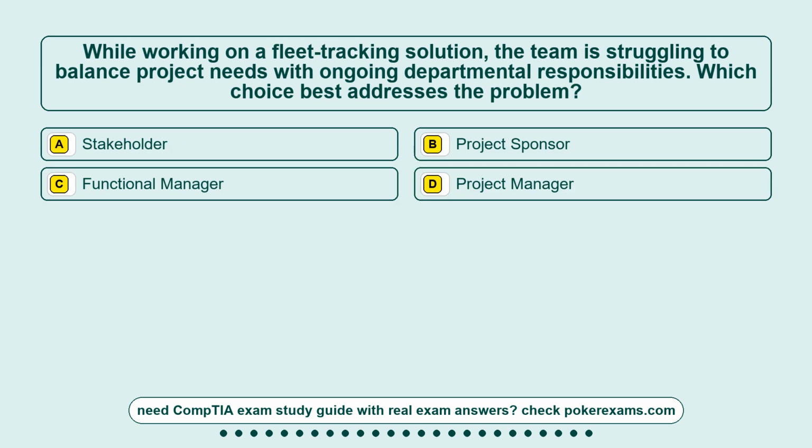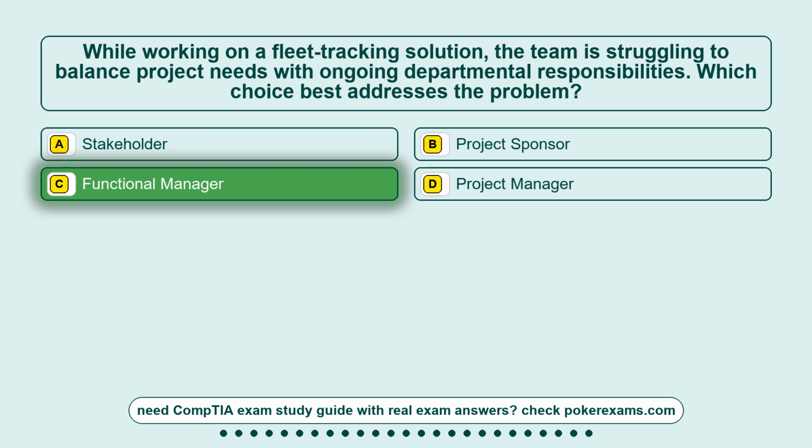Question 23. While working on a fleet-tracking solution, the team is struggling to balance project needs with ongoing departmental responsibilities. Which choice best addresses the problem? Option A, stakeholder. Option B, project sponsor. Option C, functional manager. Option D, project manager. The correct answer is option C, functional manager.